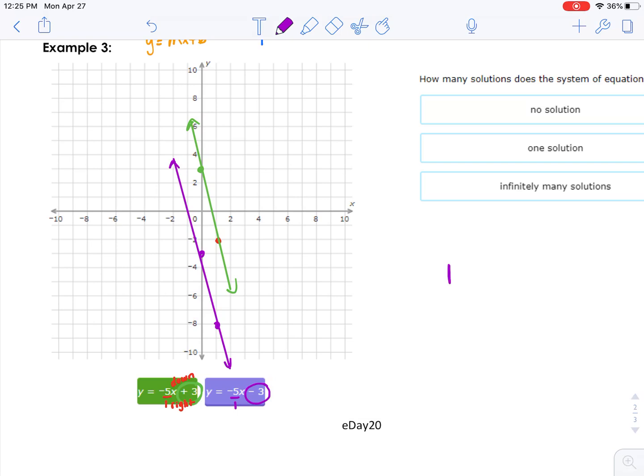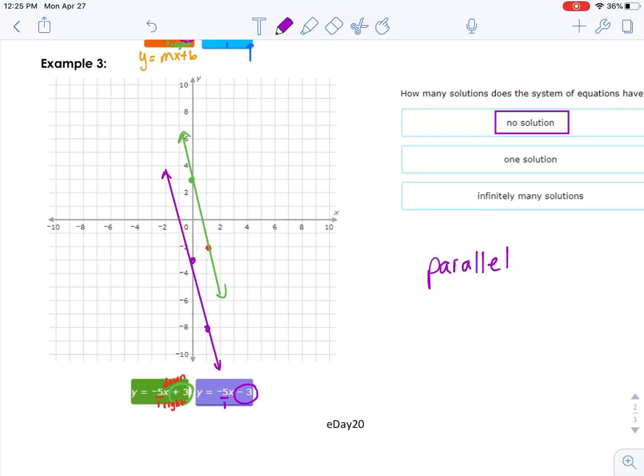Those two lines are what we would call parallel. They do not intersect. And if they do not intersect, that means they will not have a point in common, so there will be no solution.